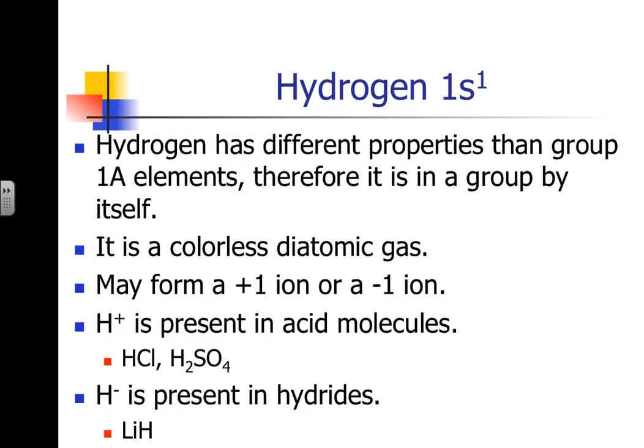Hydrogen is special, so hydrogen is going to get its own slide here. It has different properties than the other 1A elements, so it is in a group completely by itself. It's colorless and diatomic. It has the ability to form either a +1 or a -1 ion because it only has one electron, so it's sort of like, I could either get another one or I could give it away, I don't really care. And we should know that H+ is present in anything that would be considered an acid, and I have two examples for you here, hydrochloric and sulfuric. And if you see a chemical like this, that chemical is called a hydride. This would be the negative form, or the anion form, of hydrogen, and that would be called lithium hydride. So those are just some special things about hydrogen.